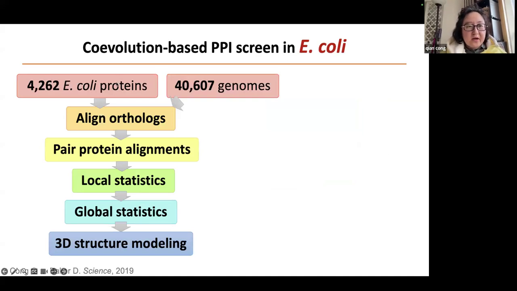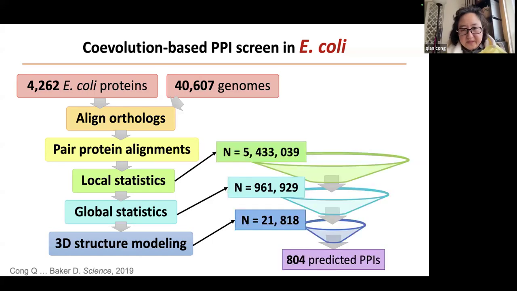Let's say you take E. coli or any other pathogen, and then you find each protein's orthologs in a array of other bacteria. Then you generate the so-called paired protein sequence alignment, as I just showed you. You identify homologs for two proteins, and then you concatenate the proteins from the same organism. Then you can apply either statistical or machine learning methods to predict the possible interactions.